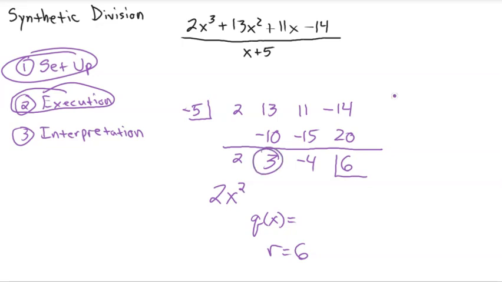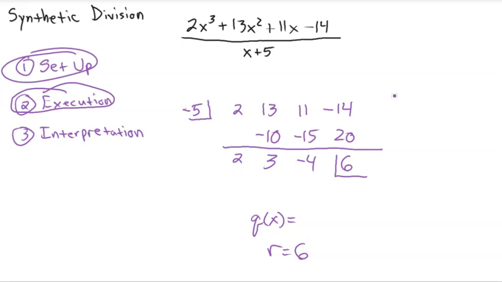Then the next one over, so this is x squared, this is x to the 1st, this is our constant. So it's 2x squared plus 3x minus 4. Okay? 2x squared plus 3x minus 4. That is how we interpret the results of our synthetic division.